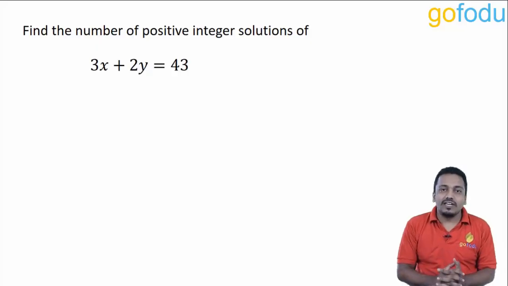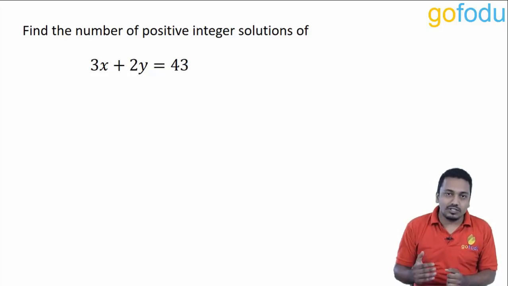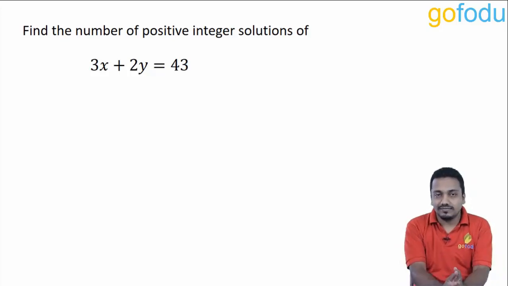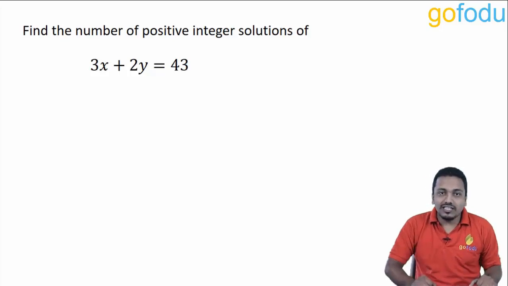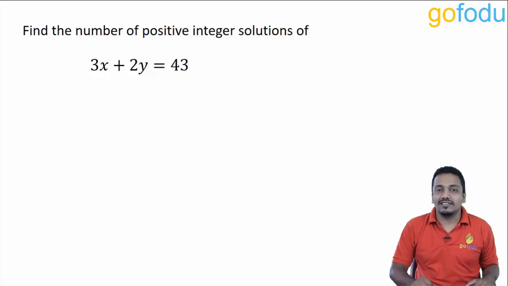Find the number of positive integer solutions of 3x plus 2y equal to 43. Positive integer solutions are being asked. Before we even begin with this, let's revise something quickly.